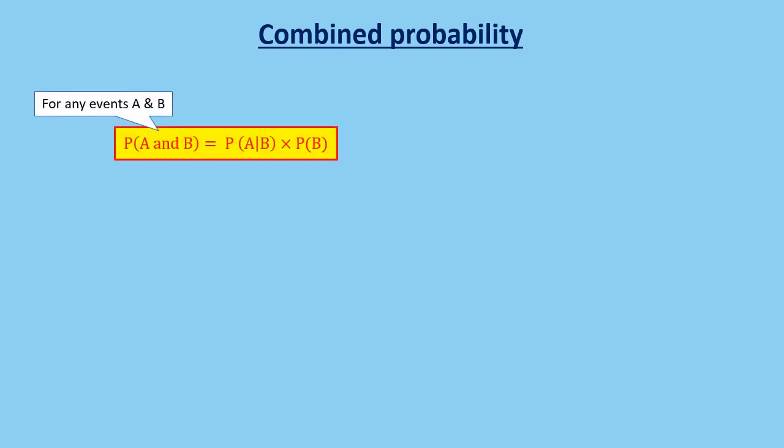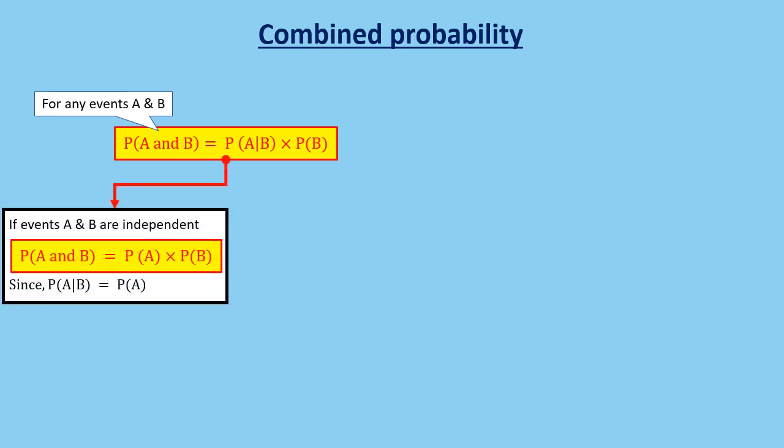To summarize what we have learned about combined probability. The AND rule states that for any events A and B, the probability of A and B occurring together is equal to the probability of A given B, multiplied by the probability of B. If A and B are independent events, then the probability of A and B is equal to the product of their individual probabilities, since the probability of A given B equals the probability of A, because the probability of A is independent of the probability of B.